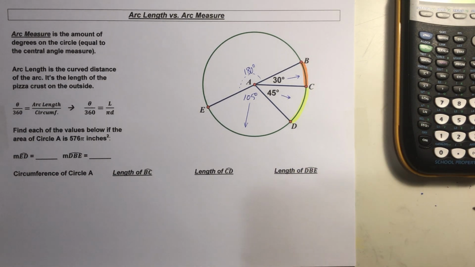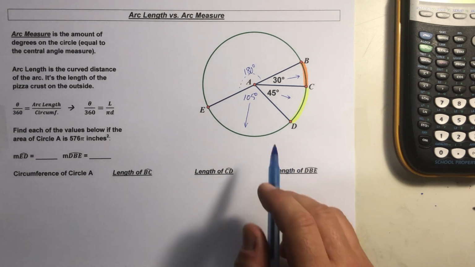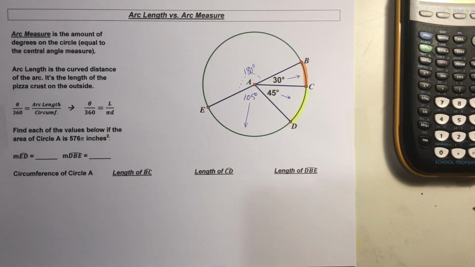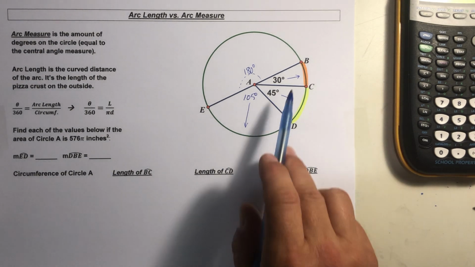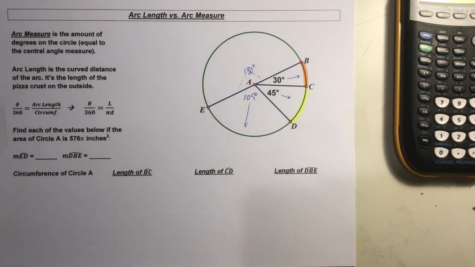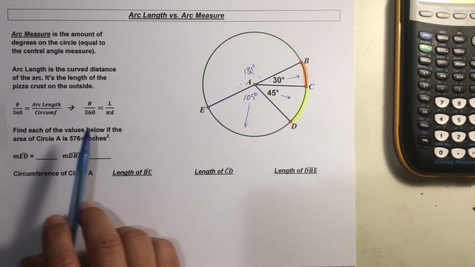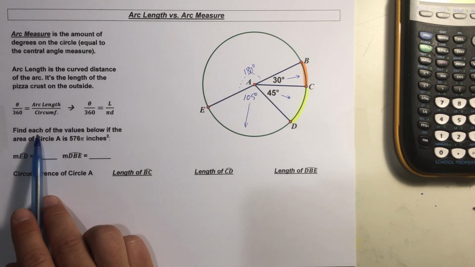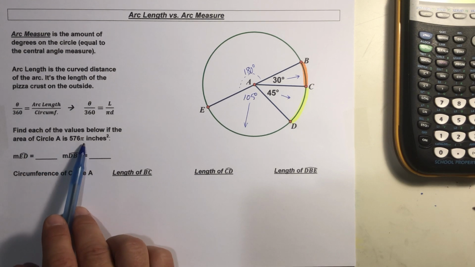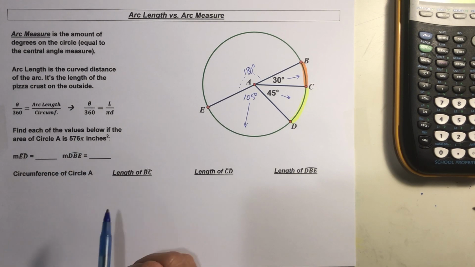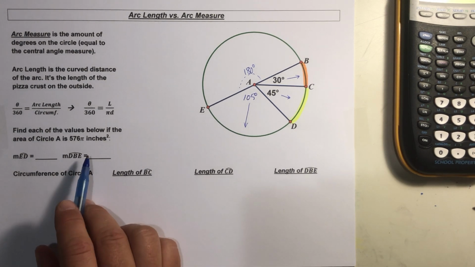Now, we already know one particular way to find a length on a circle. What do we call the total length or distance around the outside of a circle? It's like the perimeter of a circle. We call it circumference. Okay, so here's what I want you to notice. If we are given this information here, I'm going to jump ahead a little bit. Find each of the values below if the area of the circle is 576 pi inches squared. All right, well, I want to start with that right off the bat.